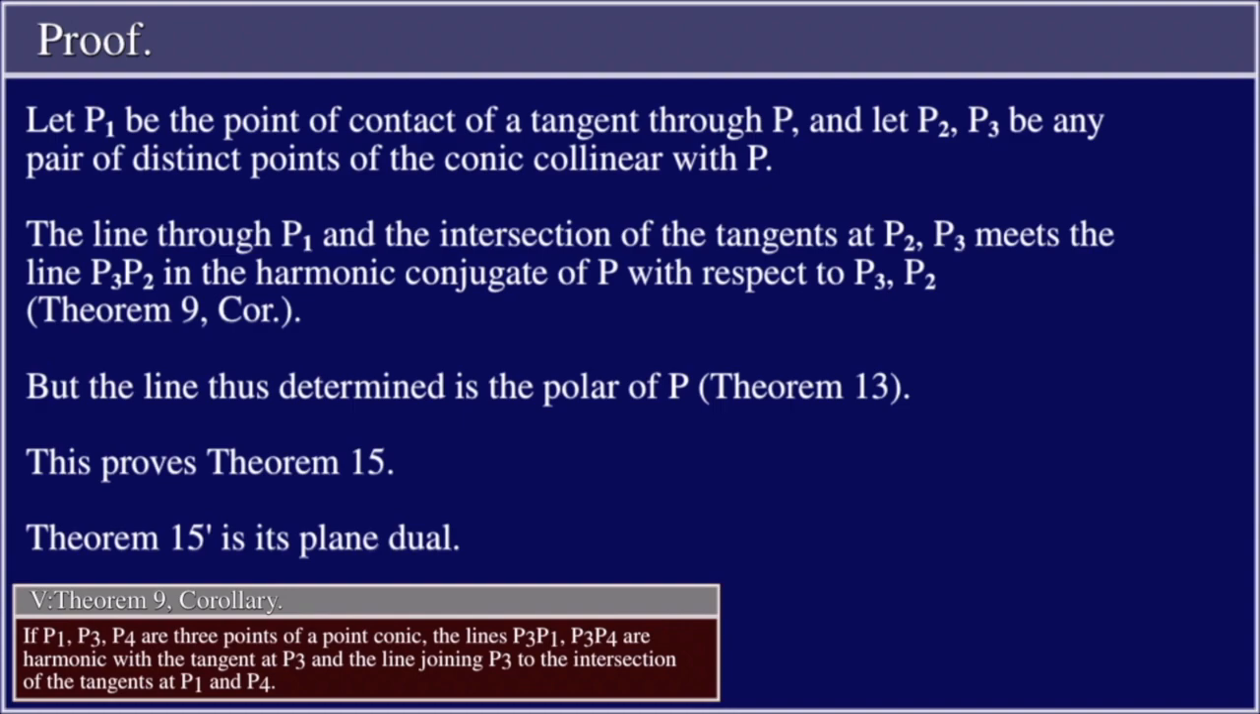Proof. Let P1 be the point of contact of a tangent through P, and let P2, P3 be any pair of distinct points of the conic collinear with P. The line through P1 and the intersection of the tangents at P2, P3 meets the line P3P2 in the harmonic conjugate of P with respect to P3, P2. Theorem 9 corollary. But the line thus determined is the polar of P. Theorem 13. This proves Theorem 15. Theorem 15 prime is its plane dual.